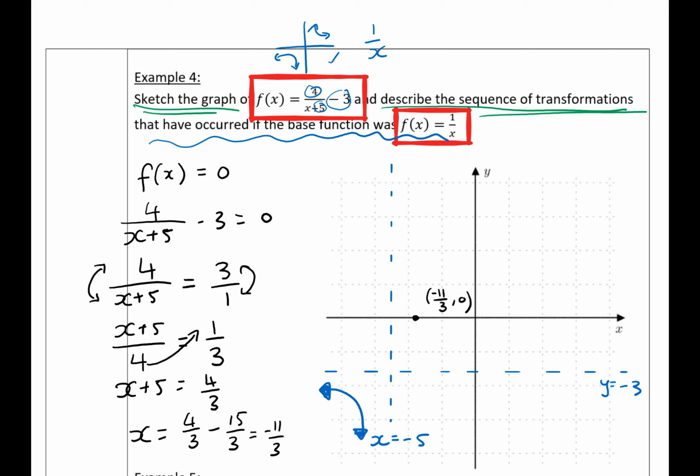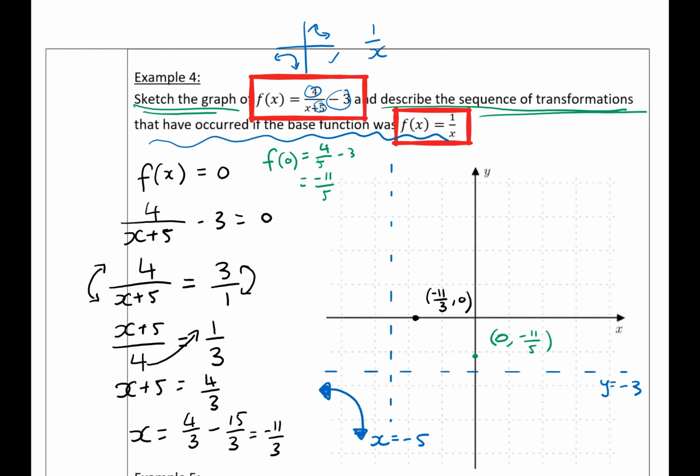My y-intercept occurs at f of 0. So that's just 4 over 5, because my x was 0, minus 3. So 4/5 minus, we could think of 3 as being 15/5. So 4 minus 15 would be -11 on 5. So that's a little bit, even more less than -2. So it's going to be down here, we'll say that that's 0, -11 on 5.